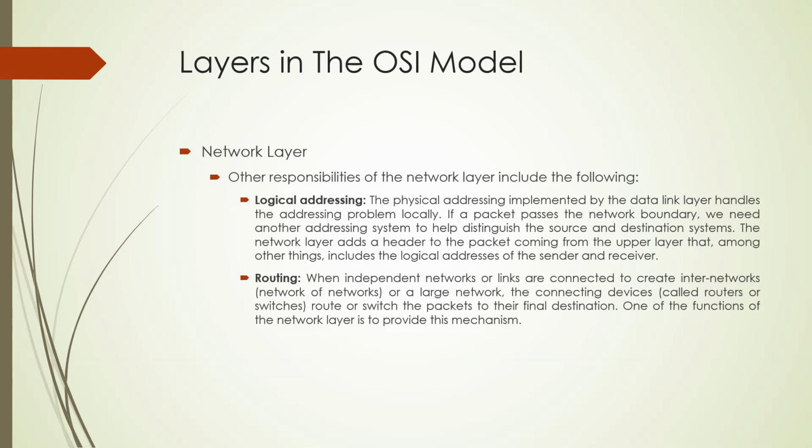Now there are some other functionalities of the network layer as well. The first one is logical addressing. As we discussed earlier, there are various types of addresses. The first one we discussed was the physical address. That does not change; it comes with the NIC, the network interface card, and it cannot be changed. So that is the physical address.